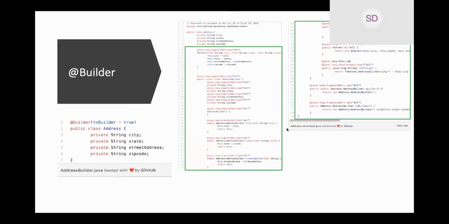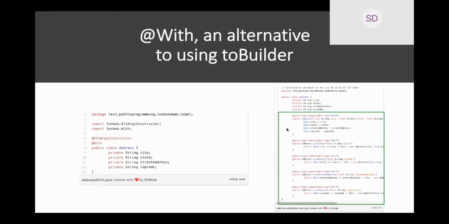All right, so I'm going to move on from here. This is a new one I discovered as well. This is @With, and it kind of works like toBuilder. If you have an object that you've already created, and you call something like .withCity, you can change the city, and it produces a new object. It's a little like toBuilder, except instead of returning a builder and then having to build it again, it just returns a new object.